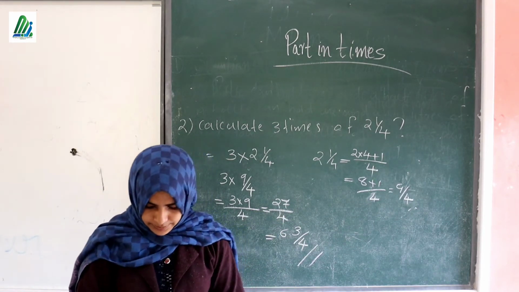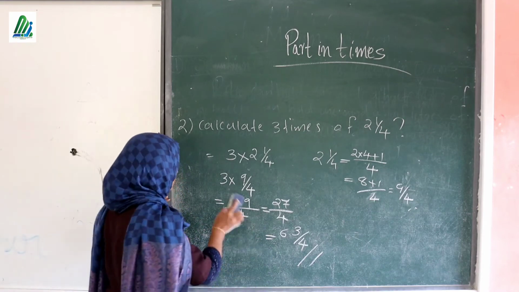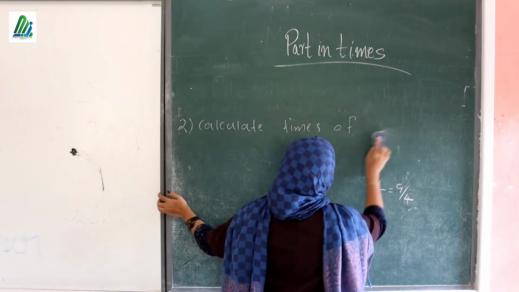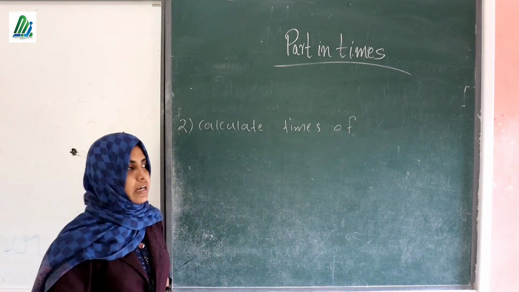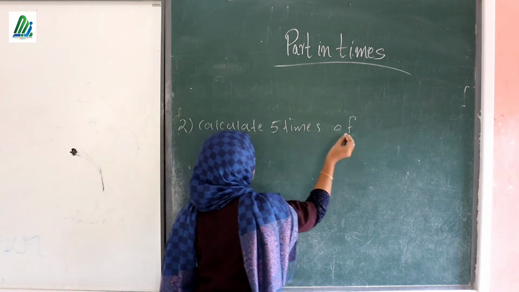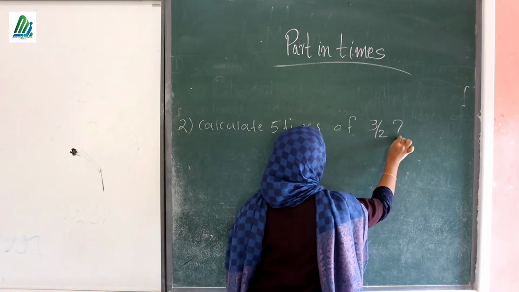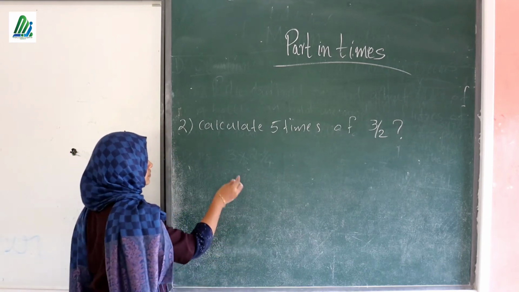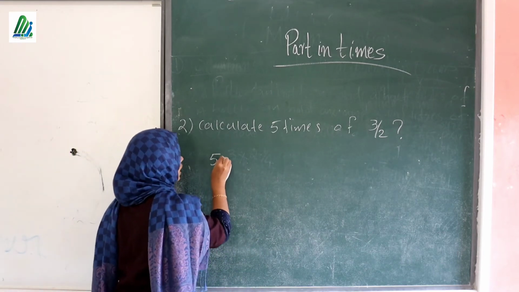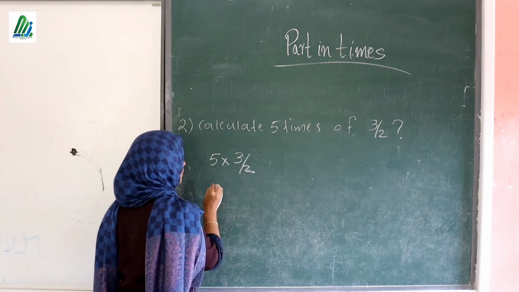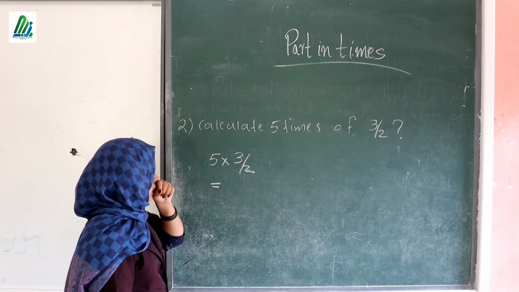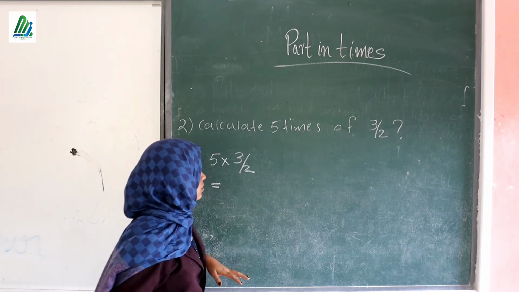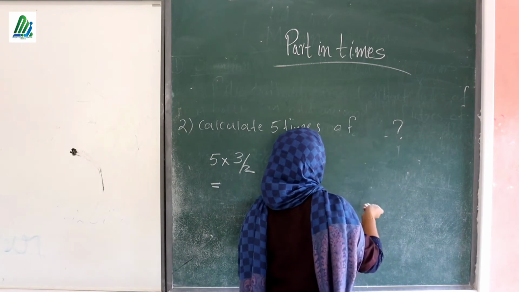And the third question is, calculate 5 times of 3 by 2. Calculate 5 times of 3 by 2. Okay. And here also 5 into 3 by 2. We just multiply 5 into 3 by 2, sorry, 3 and a half. Okay, not 3 by 2. 3 and a half, 3 1 by 2.